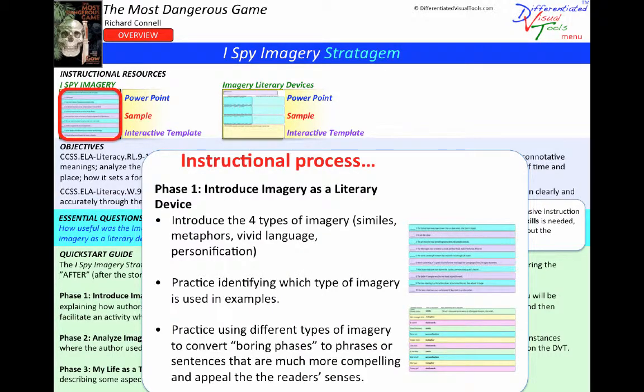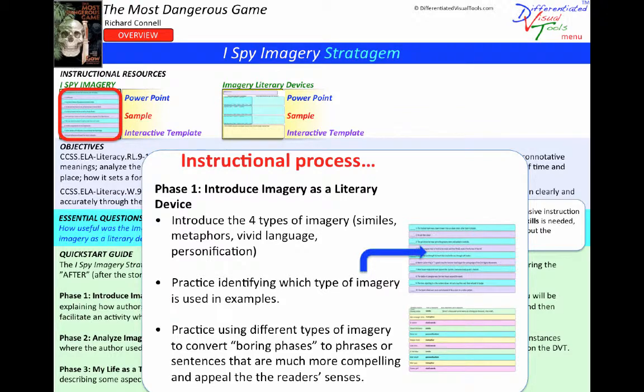The instructional process occurs in 3 phases. In phase 1, you'll introduce imagery as a literary device. During that phase, you will be sharing with them 4 types of imagery, like similes, metaphors, vivid language, and personification. And then students will be examining various phrases to identify what type of imagery is used in those examples.